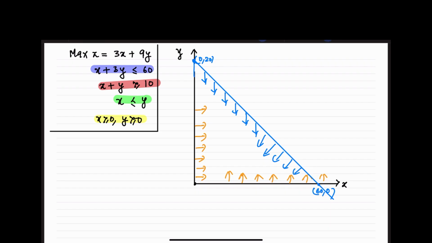Now we plot the next constraint. Put y as 0, so x is 10. So 10 comma 0. If we put x as 0, y is 10. So 0 comma 10. So this is the line. Which side? Put 0 plus 0, so 0 is greater than or equal to 10. That is wrong. So the region is away from the origin. So away is this.